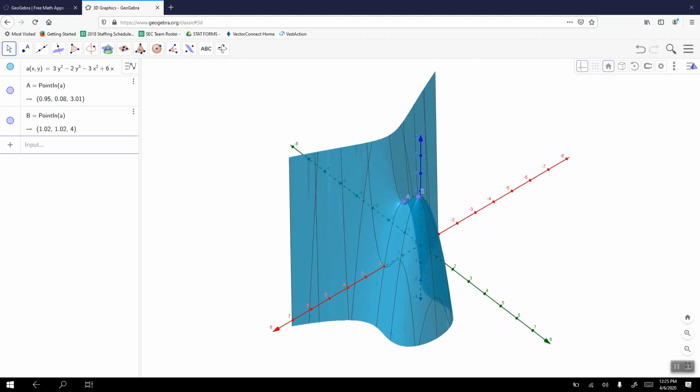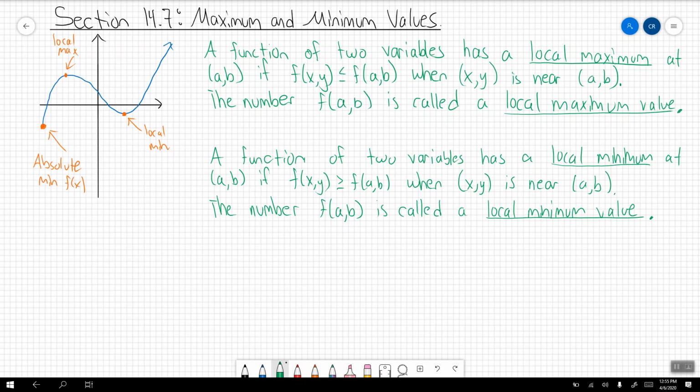Alright, so let's go back to the notes. Very similar to Calc 1, to find these maximums, minimums, or in our case, saddle points, we must first develop a method to locate them. The way we want to do that is by using derivatives. We want to identify these by using the first derivative. So I'm going to write down a definition, and that definition is going to get us what this critical point is going to look like.